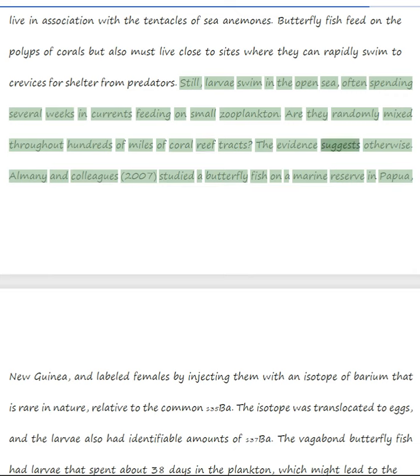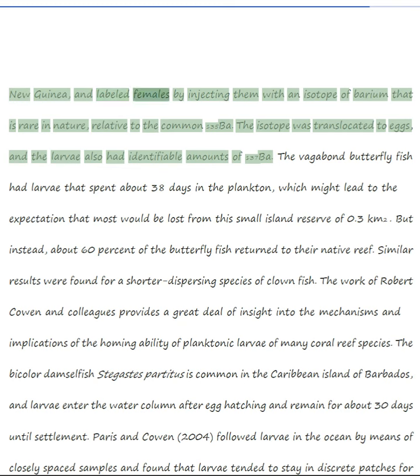The evidence suggests otherwise. Almany and colleagues studied a butterfly fish on a marine reserve in Papua New Guinea, and labeled females by injecting them with an isotope of barium that is rare in nature, 137Ba, relative to the common 135Ba. The isotope was translocated to eggs, and the larvae also had identifiable amounts of 137Ba.